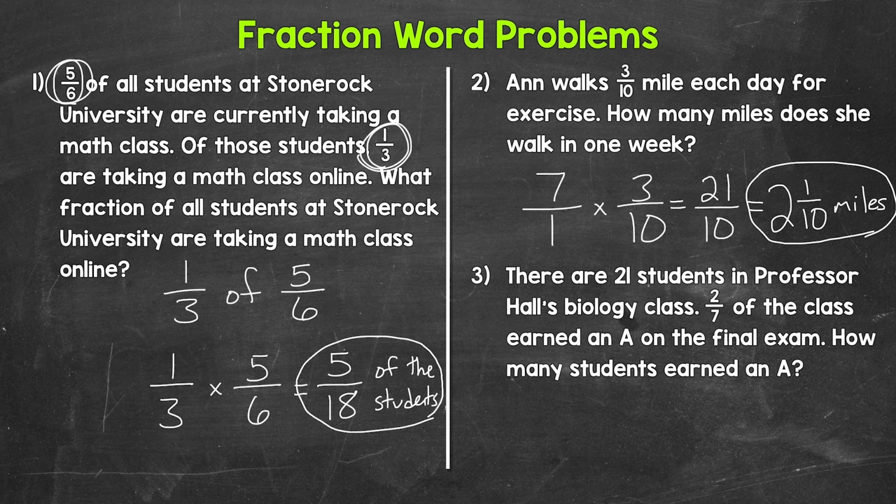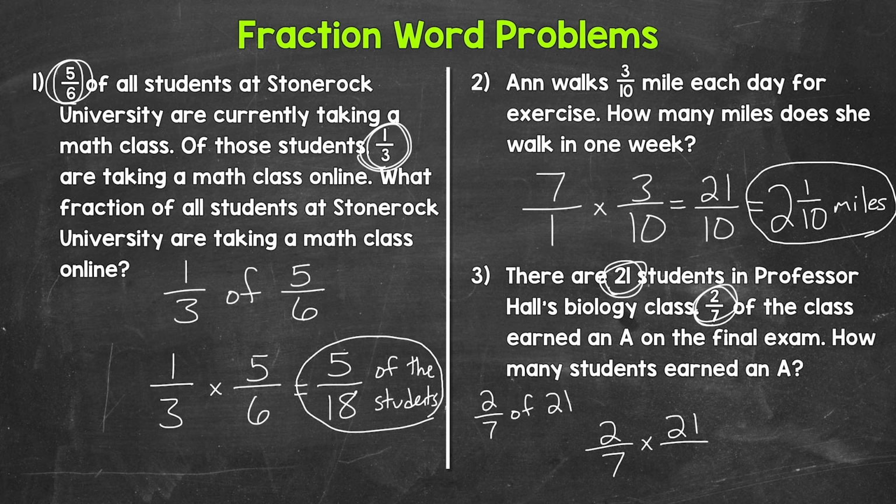Lastly, let's move on to number 3, where there are 21 students in Professor Hall's biology class. 2/7 of the class earned an A on the final exam. How many students earned an A? Well, we need to find 2/7 of 21. So 2/7 times 21.